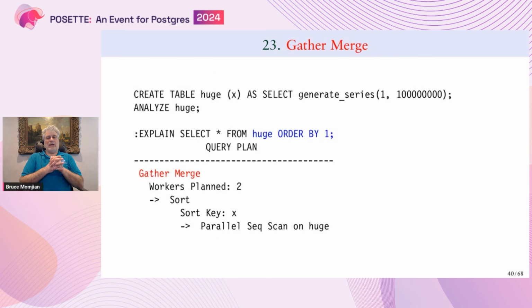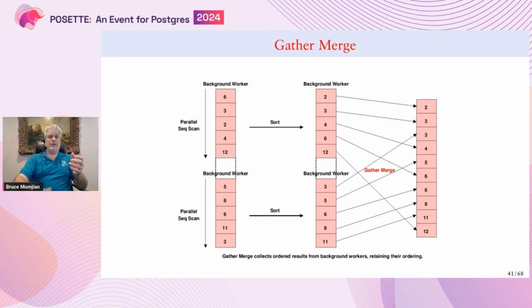Gather merge, a little different. We're getting a little closer to merge join or merge aggregate, right? Remember, or merge append, right? See, that merge concept is sort of reappearing. Here we're taking a large table, we're doing order by. So how do we do that?